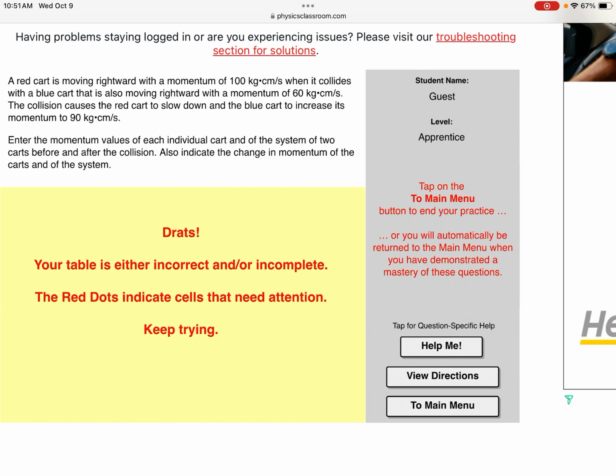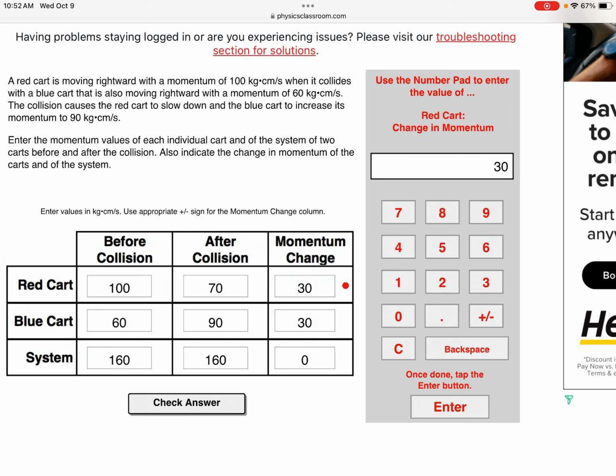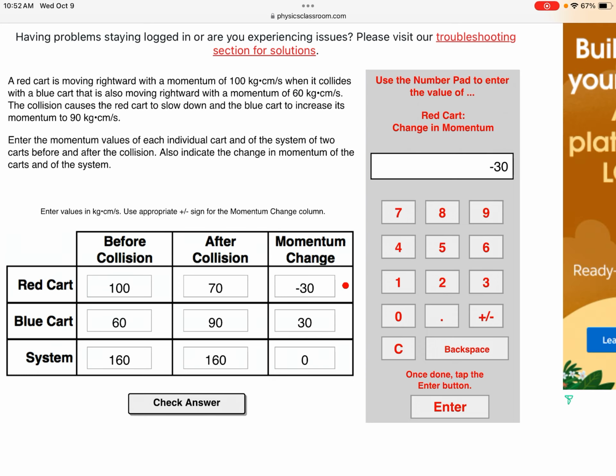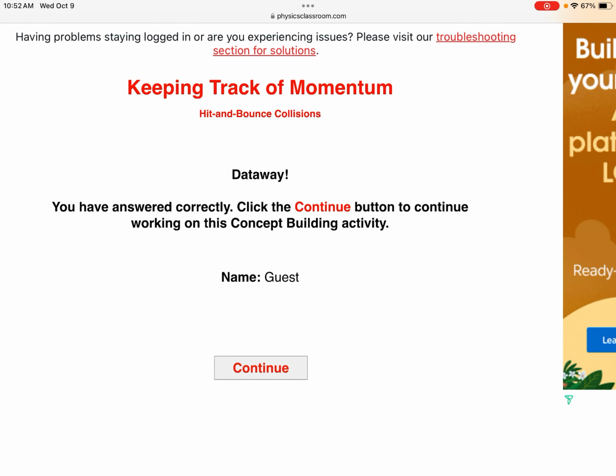So we check, and we got something wrong. What did we get wrong? Well, it turns out that the change in the momentum for that is actually negative. You have to enter the number first and then hit the little negative button over there. And so we got that question right.